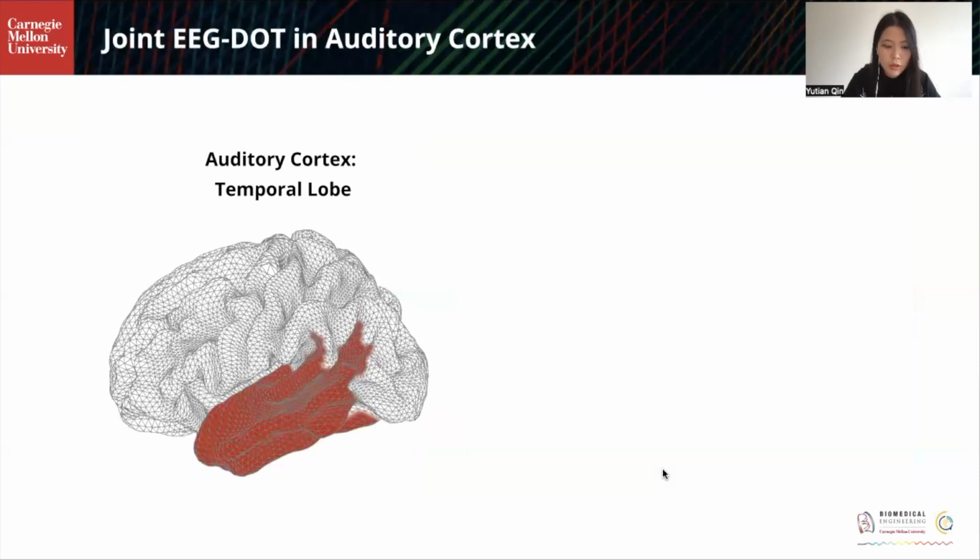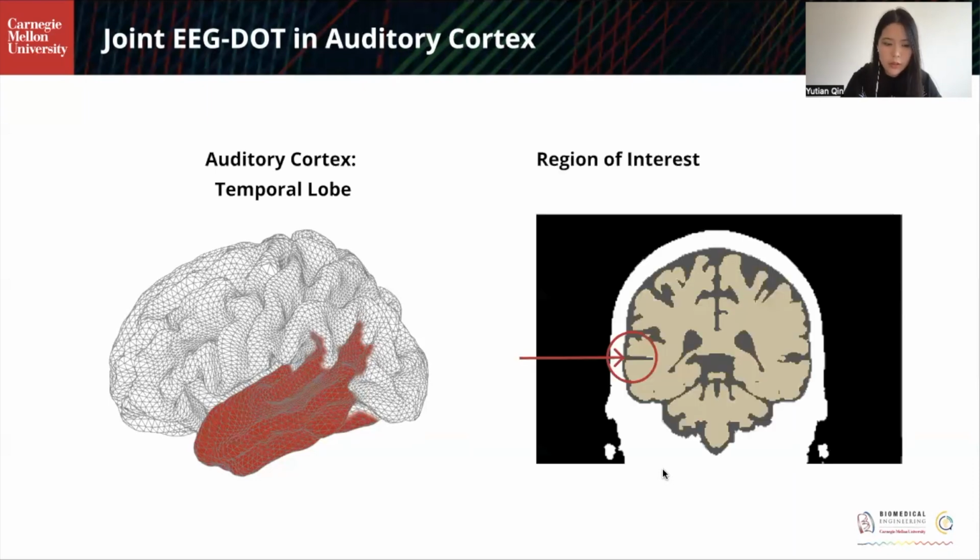So the algorithm works well for shallow neural activities. But if the neural sources are deeper, does the algorithm still work? To study this question, we move from the visual cortex to the auditory cortex in the temporal lobe. Specifically, we choose the sulcus between the superior temporal gyrus and the middle temporal gyrus as our region of interest. Here, we can move our neural sources to different depths.